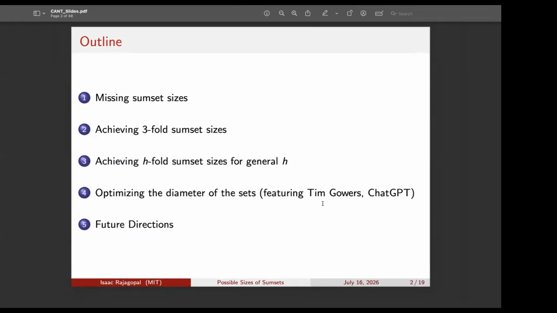The case of twofold sumset sizes is due to Erdos and Szemerédi, but I'll describe a complete result on threefold sumset sizes. Then I will go to h-fold sumset sizes for bigger h and talk about how it works there. Then I'll briefly mention a story involving ChatGPT and Tim Gowers. I guess AI has been mentioned in many of these talks, but I will give a couple remarks about that, and then I will talk about future directions.